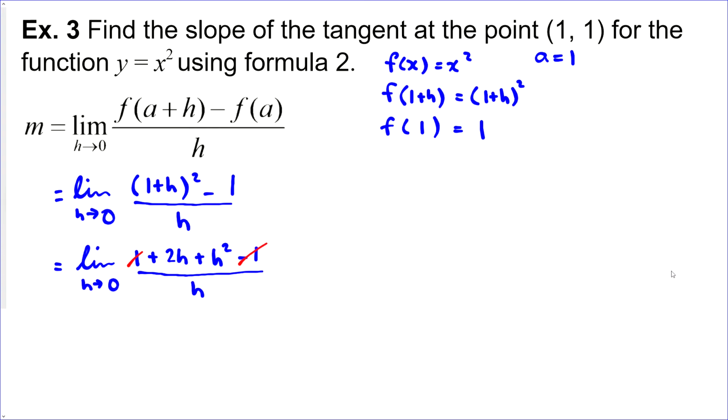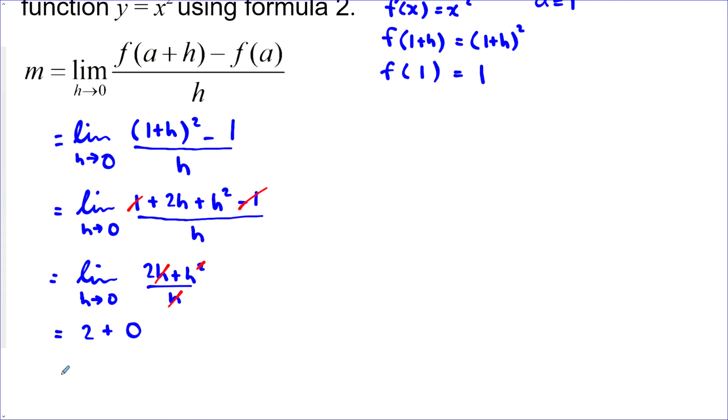Now I'll do this in 2 steps, but you could probably do it in 1 step. The limit as h approaches 0, 2h plus h squared over h. Now we can factor out an h from the numerator and cancel it out with an h in the denominator. So I'm just going to cancel one h out in all those terms. Then we would have a 2 plus 0, and that would just equal 2. And we know that's the answer we got before.